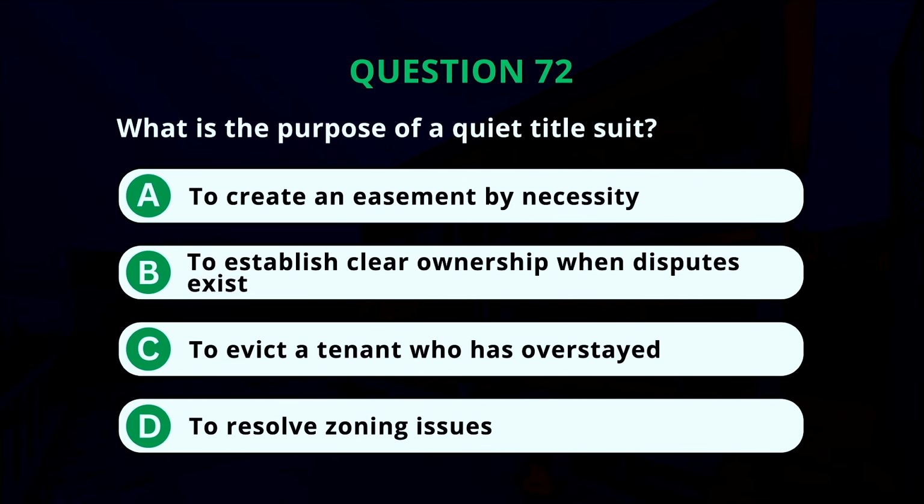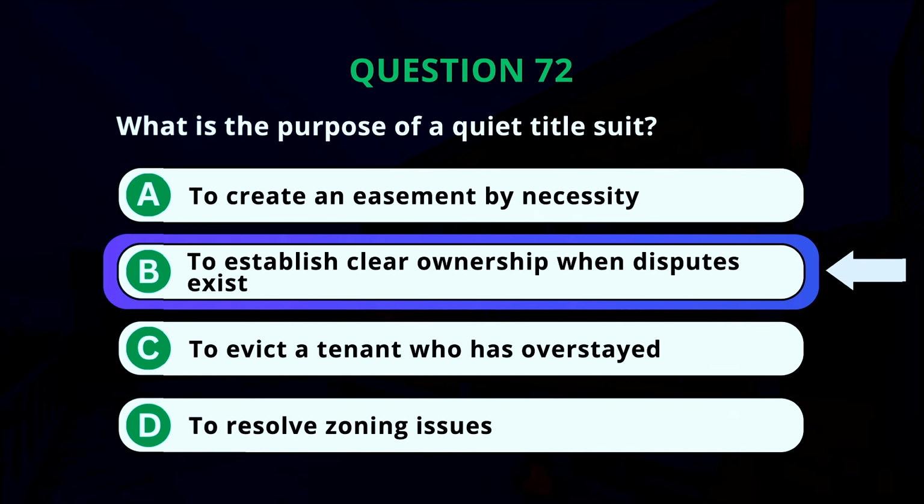Question number 72. What is the purpose of a quiet title suit? Letter A, to create an easement by necessity. Letter B, to establish clear ownership when disputes exist. Letter C, to evict a tenant who has overstayed. Letter D, to resolve zoning issues. And the answer? Letter B, to establish clear ownership when disputes exist.